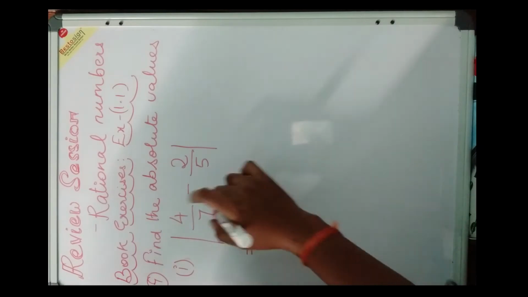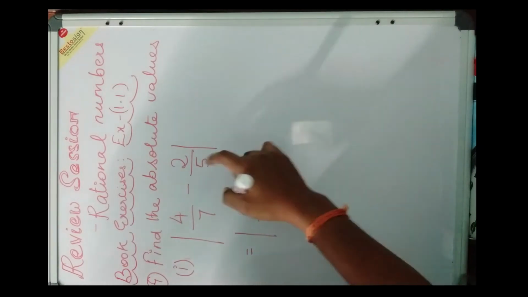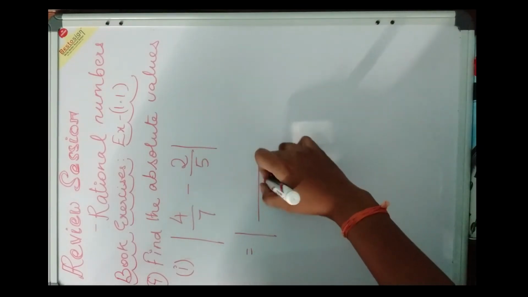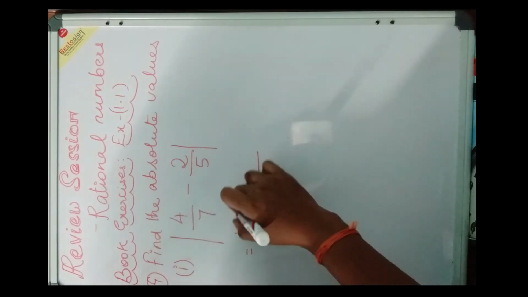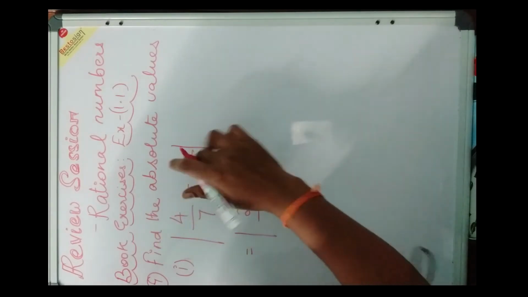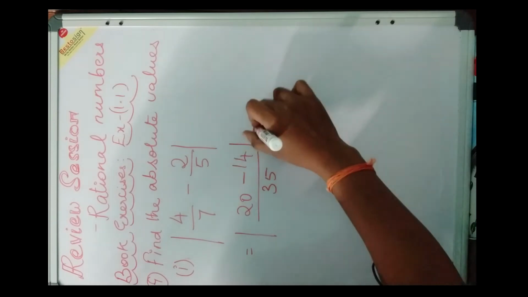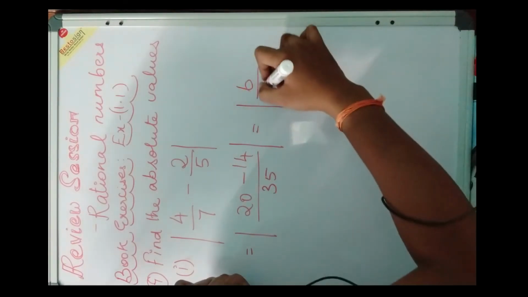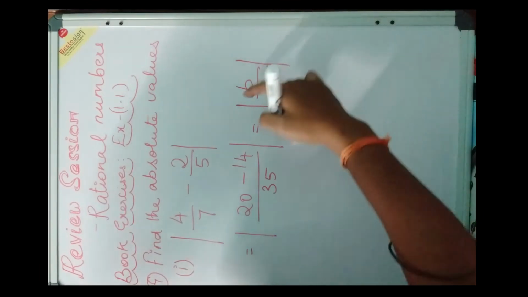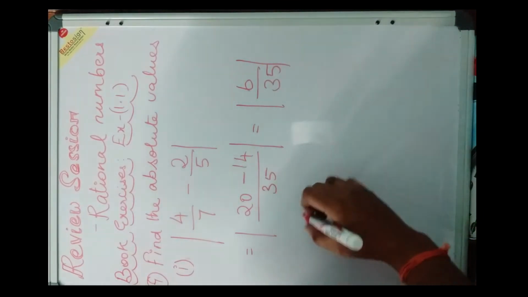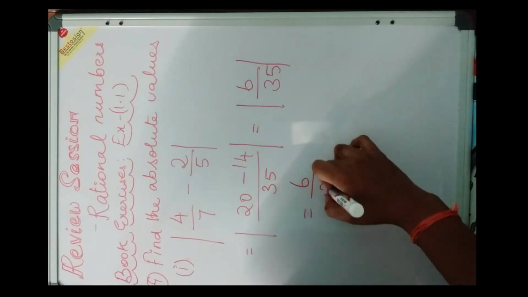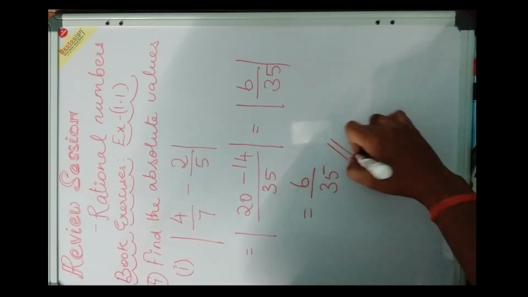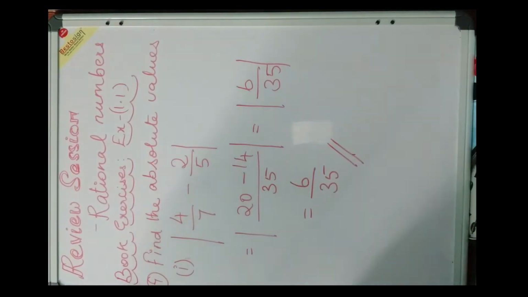So here you need to take the LCM. If you take the LCM, 7 5s are 35. So multiply: 5 4s are 20, minus 7 2s are 14. So what will you get? If you subtract, you will get 6 by 35. So already it is positive, so you can write the number as it is. So 6 by 35 is the absolute value.